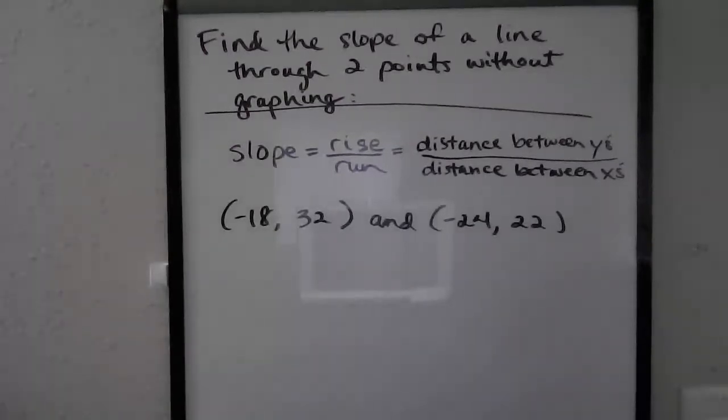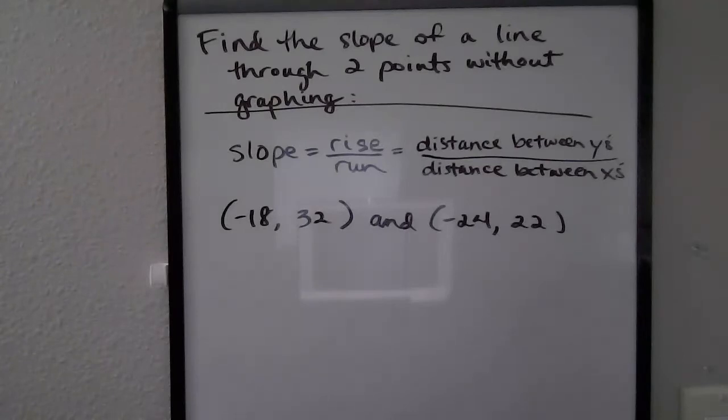All right, so here are a couple of points that maybe you don't want to graph. The numbers aren't really large, but maybe it's more than you want to do, and you don't want to count all those spaces. So we're going to find the slope between these 2 points by subtracting the y's for the rise and subtracting the x's for the run.